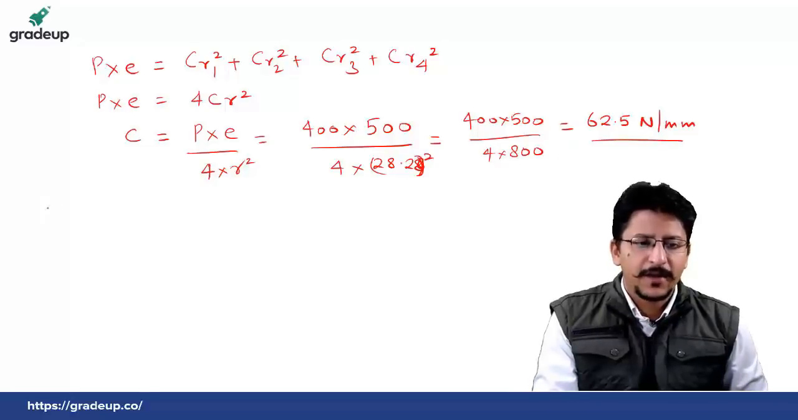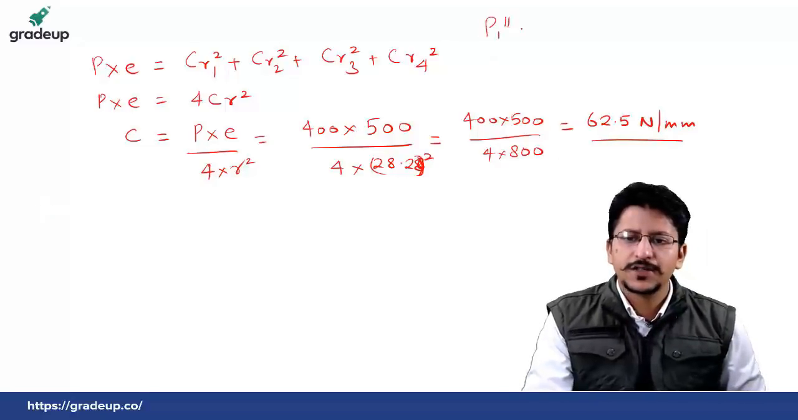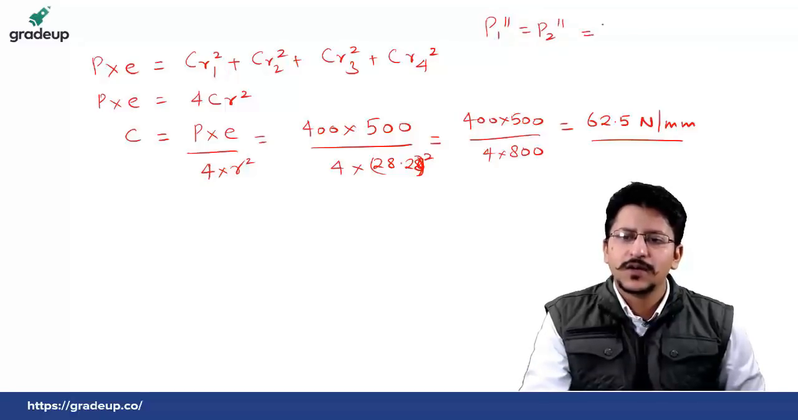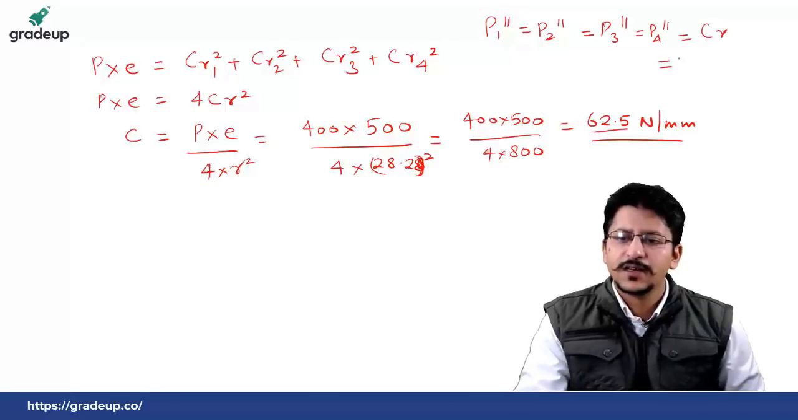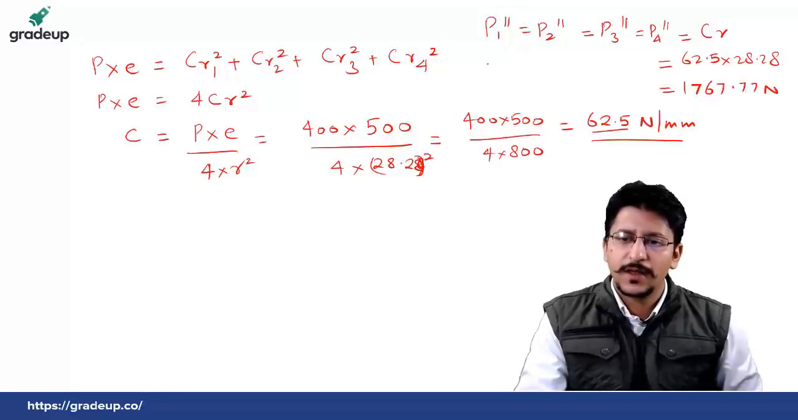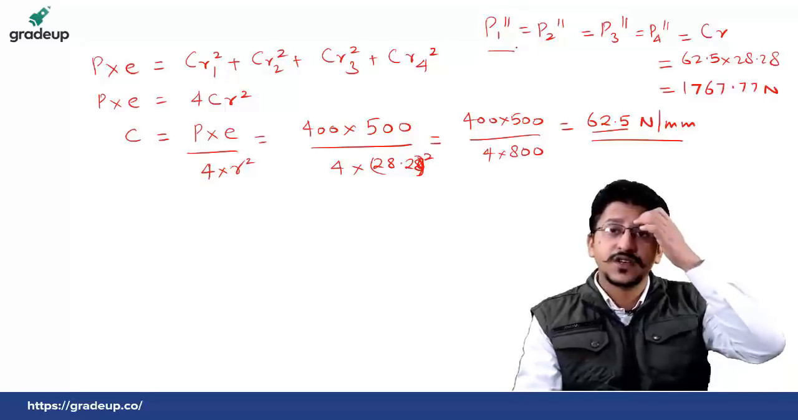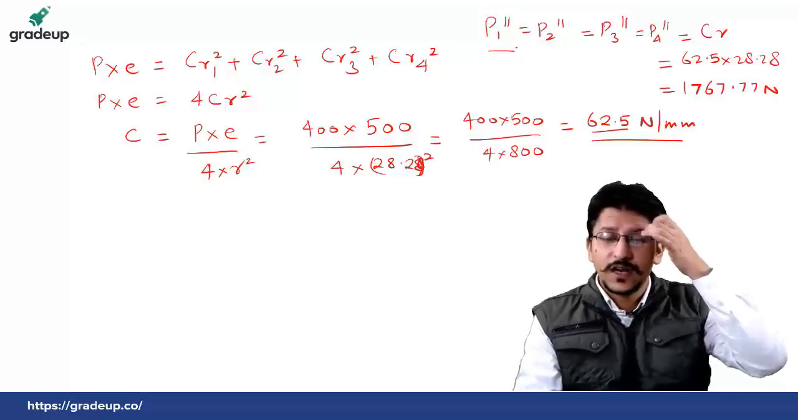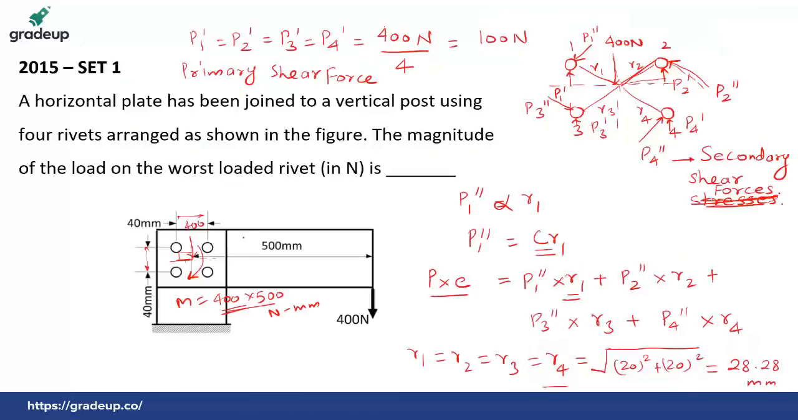Now P1 double dash is equal to P2 double dash is equal to P3 double dash is equal to P4 double dash, and they are all equal to C into R. C value is this 62.5, R value is 28.28, so we get this value as 1767.77 newtons. But these are still the primary and the secondary shear forces that we have found out. We still need to find out the load on the worst loaded rivet. So first of all we have to find out which is the worst loaded rivet.